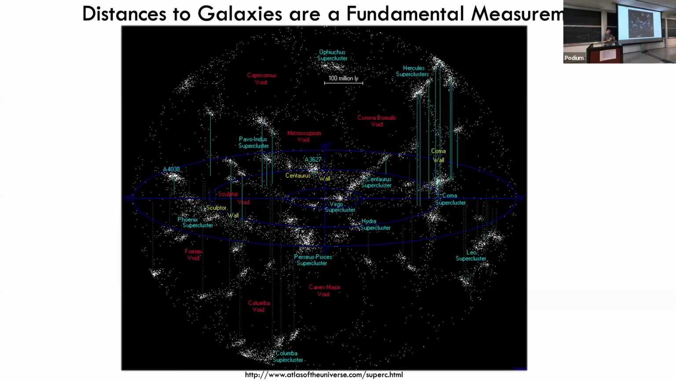In addition, without distances to galaxies, we wouldn't be able to make this type of map, which shows the nearest superclusters to our galaxies. So without these distances, we wouldn't be able to see this magnificent structure.